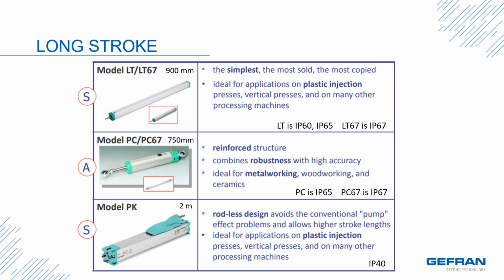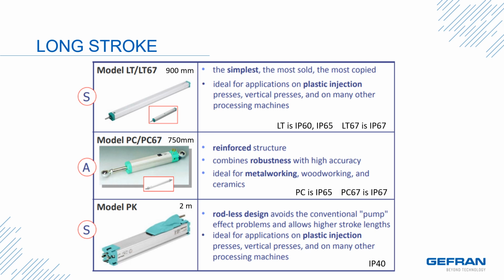The PC series has a profile body shape and mounts with self-aligning ball joints. This allows it to measure distance between 2 points that are moving at compound angles to each other. It can measure up to 750 millimeters. The PC model is rated IP65. The PC67 version is IP67. This type of sensor is great for measuring steering angle on agricultural and construction equipment. It has a 10 millimeter steel shaft and is reinforced for those types of applications. It is also ideal for metalworking, woodworking, and ceramics.